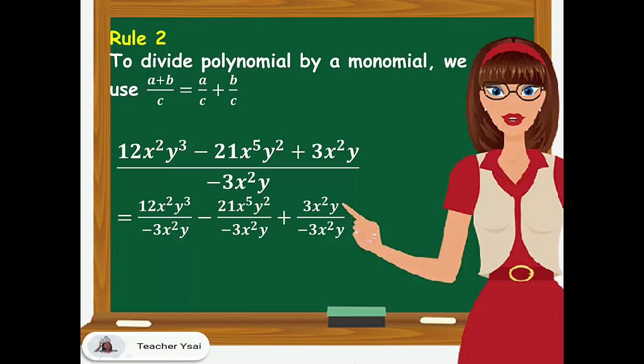Applying the laws of exponents, we have 12 divided by negative 3 is negative 4. X squared divided by x squared is 1. Y cubed divided by y is y squared. Negative 21 divided by negative 3 is positive 7. X to the fifth power divided by x squared is x cubed. Y squared divided by y is y. 3 divided by negative 3 is negative 1. X squared divided by x squared is 1. Y divided by y is 1. So the final answer is negative 4y squared plus 7x cubed y minus 1.